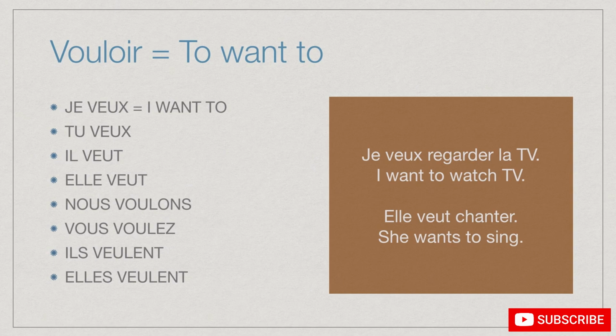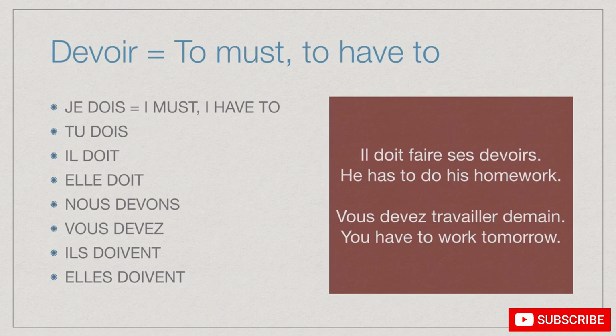So same thing, vouloir is always followed by an infinitive. Otherwise you're just saying I want TV, or I want, she wants. This would be the second one because it doesn't have an infinitive. The next one is devoir, so to must or to have to.